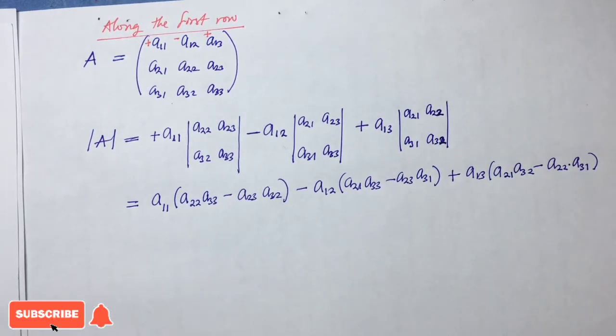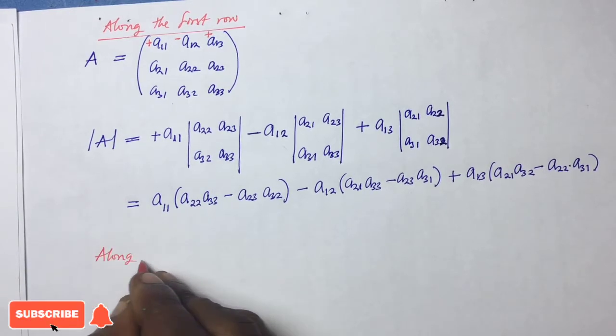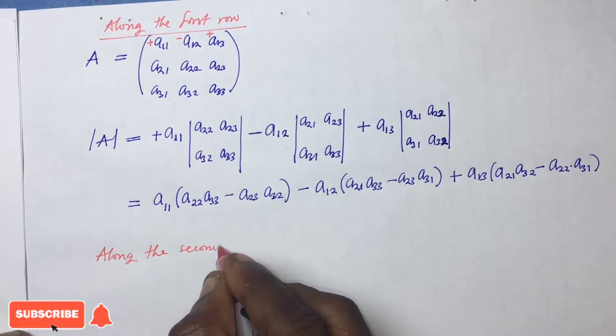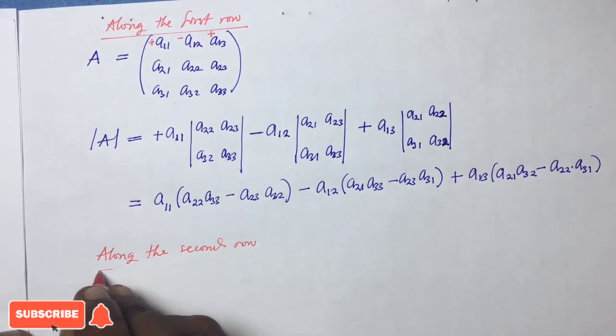Now, if you were asked to obtain the determinant along the second row, you can also obtain the determinant.